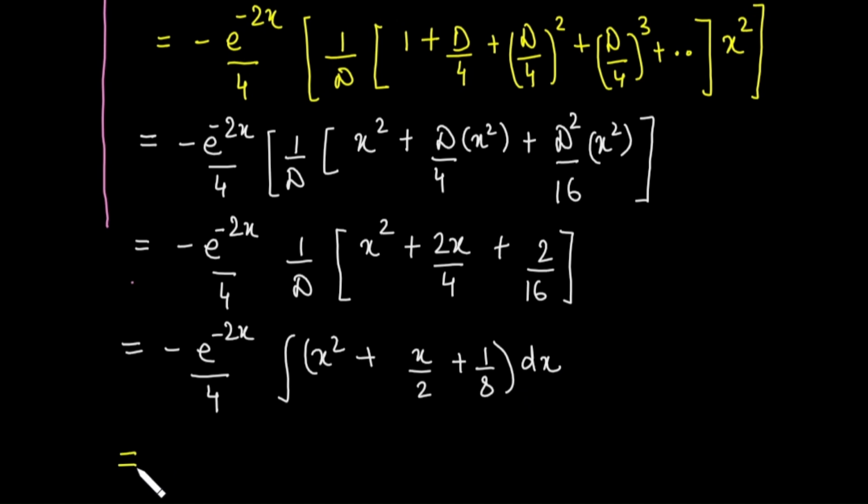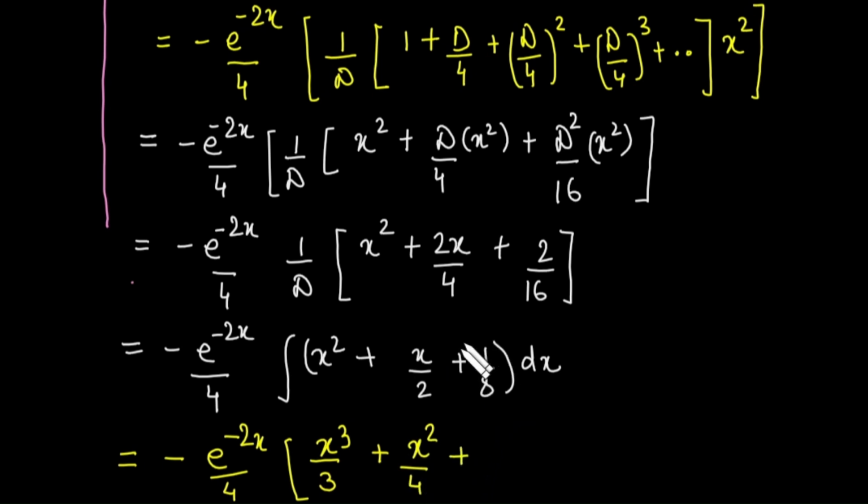So the final answer in this case is minus e raised to power minus 2x by 4. Integration of x square is x cube by 3, plus integration of this term is x square by 4, plus integration of 1 by 8 is x by 8. And that is the final answer in this case.